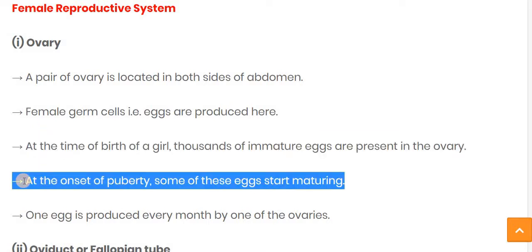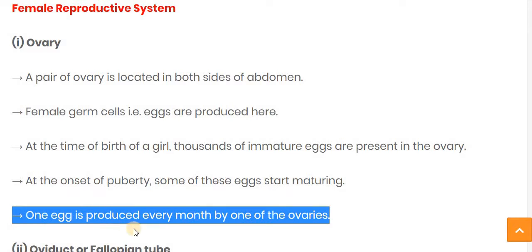At the onset of puberty, some of these eggs start maturing. As we saw in the previous video, what is the meaning of puberty? Puberty means the maturation stage, and when maturation begins, these immature eggs start to mature.